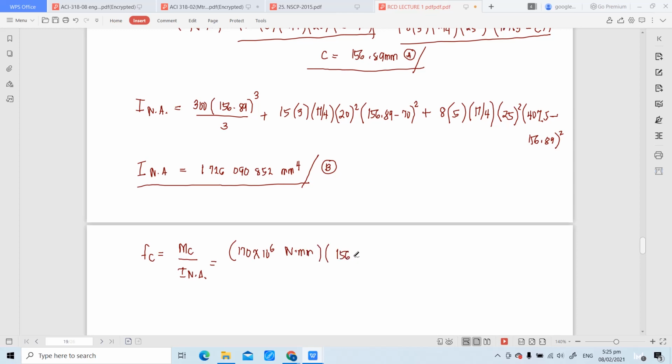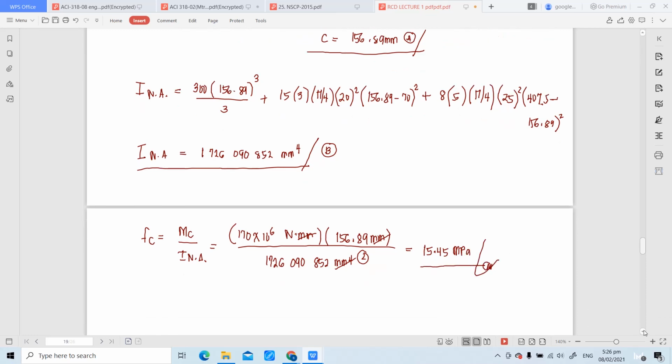Multiplied by C, that is 156.89 mm, over I and A, that is 1,726,090,852 mm raised to 4. Analyzing the units, this is mm raised to 4, with two remaining below, so that is Newton per mm squared or megapascal. Kindly solve for the value of Fc. The answer is 15.45, and that is in megapascal.